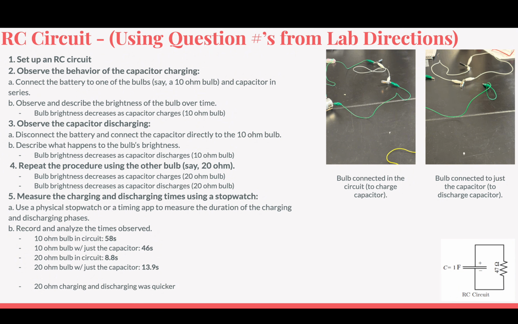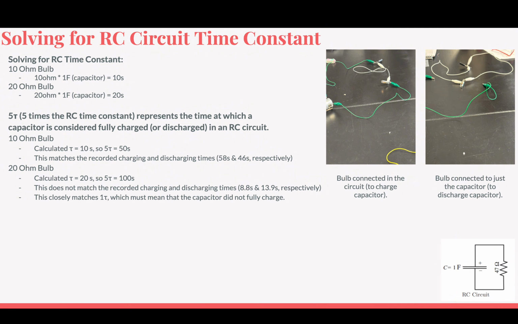I used the physical stopwatch in order to measure the times of the 10 ohm and 20 ohm bulb charging and discharging. The 20 ohm charging and discharging was quicker. The final phase of the RC circuit was to solve for the RC time constant. To solve for the time constant, you multiply the resistance of the bulb by the farads of the capacitor, which means that one time constant for the 10 ohm bulb should take 10 seconds, and for the 20 ohm bulb should take 20 seconds. These values, however, differed from the actual charging and discharging times related to the bulb.